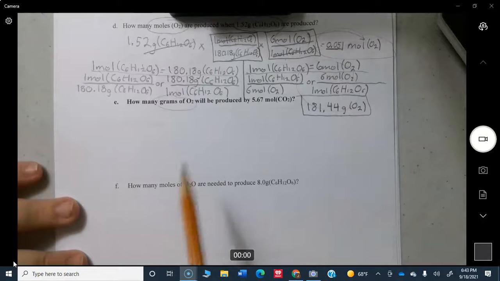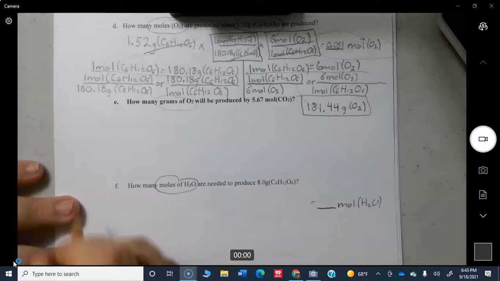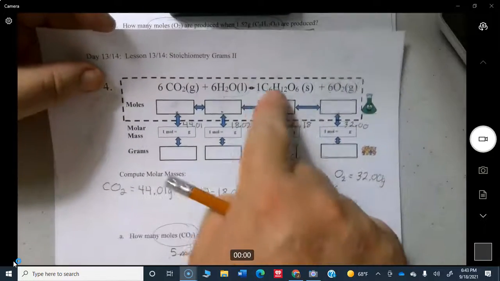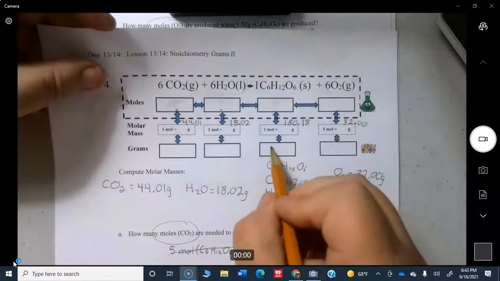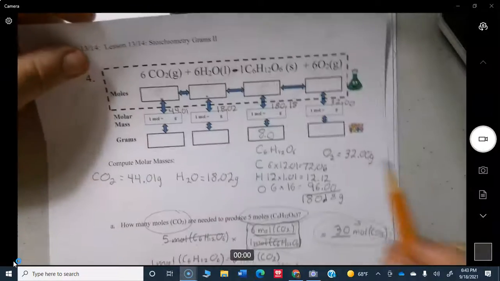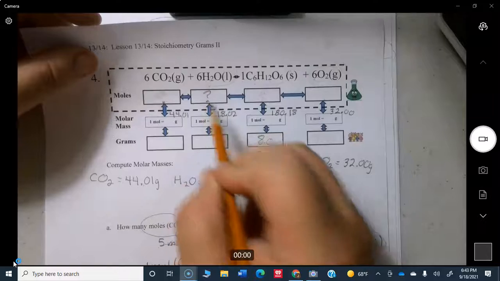And it's how many moles of H2O. So moles of H2O is our unknown. We'll just put that down right away. And we're starting with 8 grams of sugar. There's the grams. That's 8. And we're trying to get to moles of H2O. So here's H2O, and we're in the moles row. So there's the question mark right there.